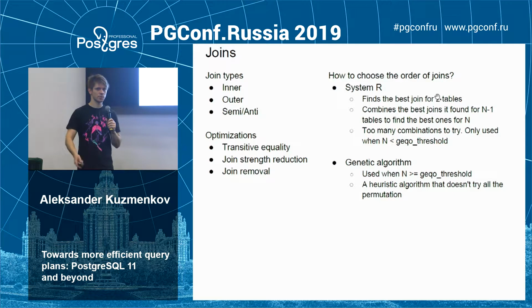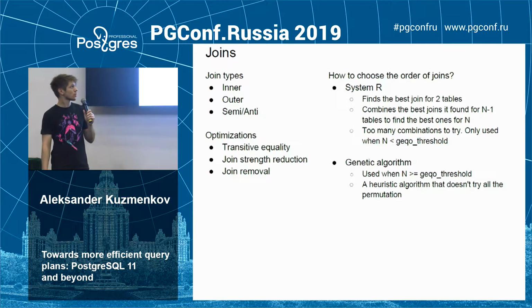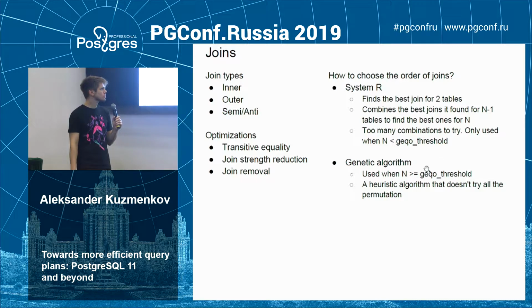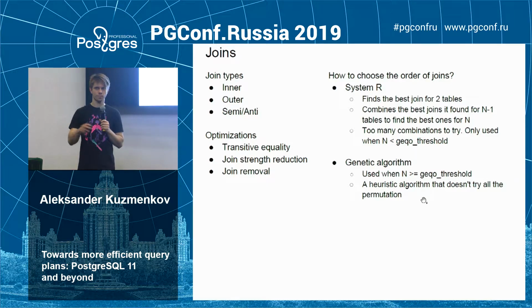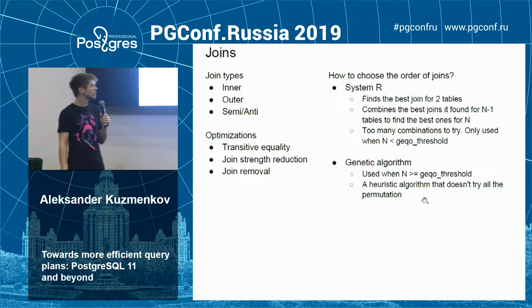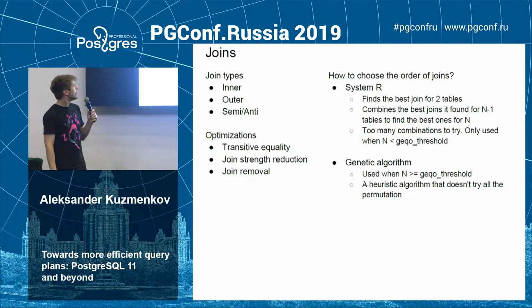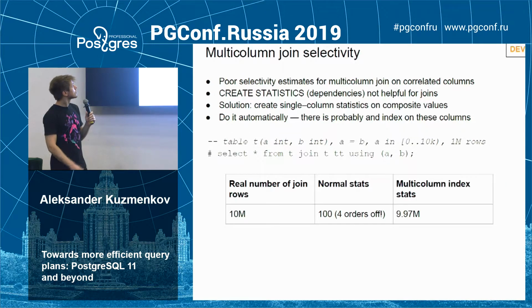Then it combines the best joins it found for n minus 1 tables. It's very good, but it goes through too many combinations, and if you have a lot of joins, you can't deploy it anymore. That is why in Postgres, if there is a certain number of joins, it switches to the genetic algorithm. It's a heuristic algorithm that doesn't try all the joins, but gives you very decent results.